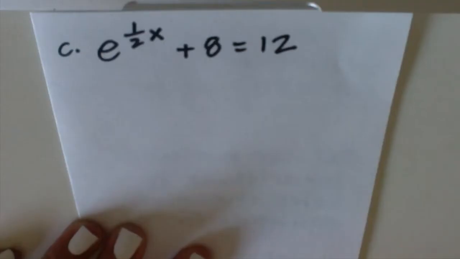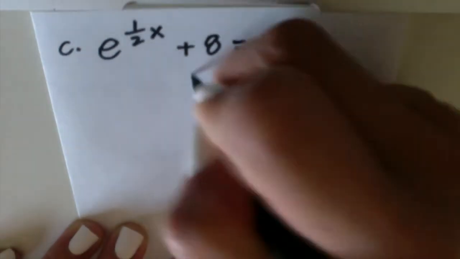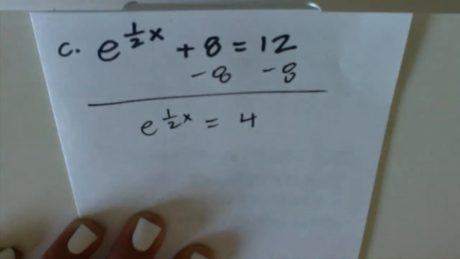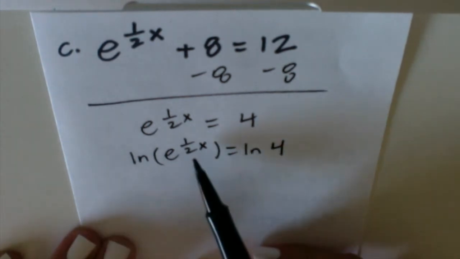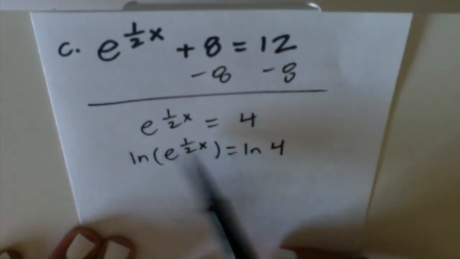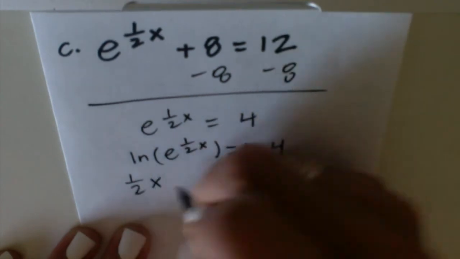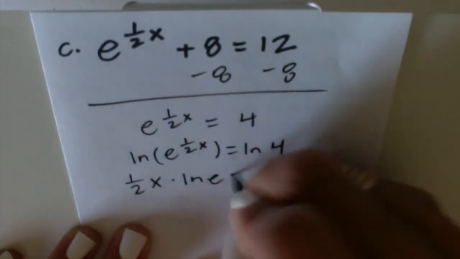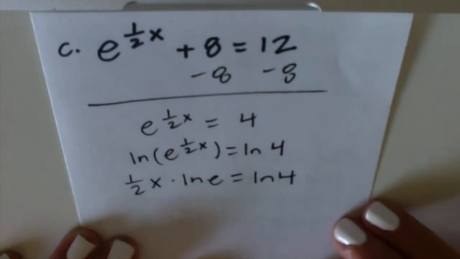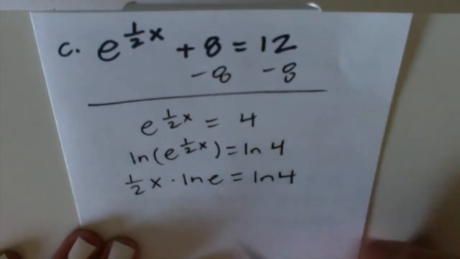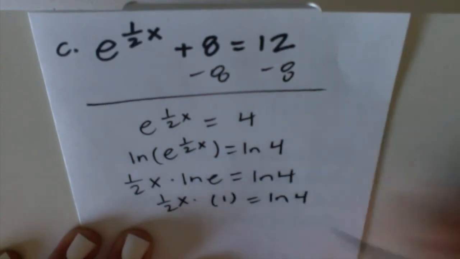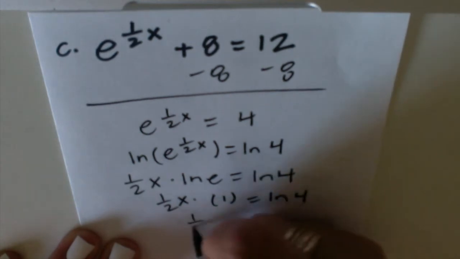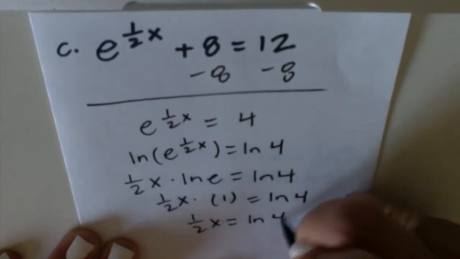This example says e to the 1/2 x plus 8 equals 12. So the first thing we're going to do is subtract 8 from both sides. Next, we're going to take the natural log of both sides because the variable has base e. By properties of exponents, you can bring down the exponent to the front. So we'll go 1/2 x times natural log of e equals natural log of 4. ln of e is 1. So now we just get 1/2 x equals ln of 4.